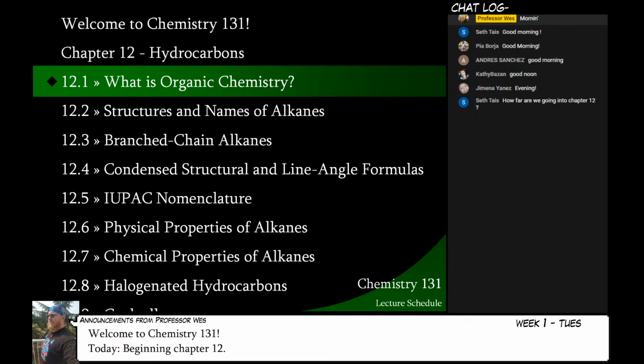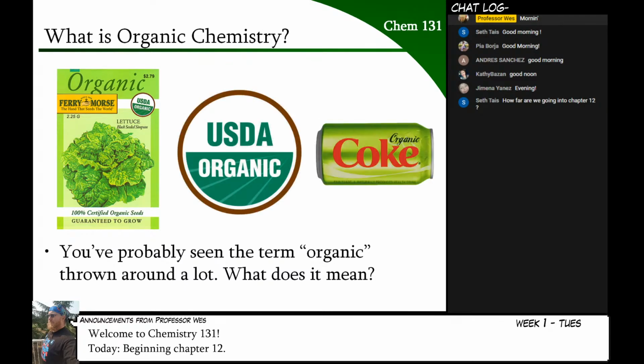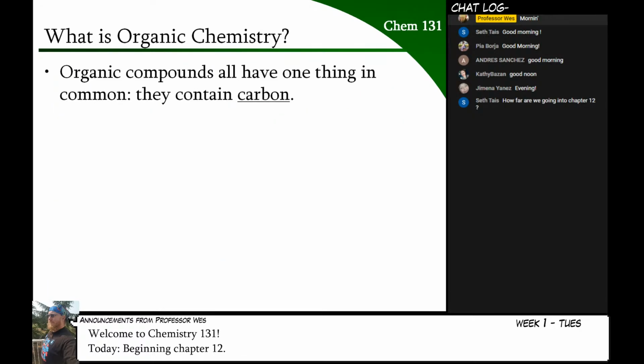So organic in the outside world, beyond the scope of this class, is kind of a mixed bag. It's kind of bullshit. For our purposes, organic means one very specific thing. And that specific thing has nothing to do with lettuce or even organic Coke, whatever the hell that is. It doesn't mean any of these things. Let's just draw a big fat X through it. It's not these things. In reality, organic means it contains a specific element, and that element is carbon. An organic compound is a carbon-containing molecule.